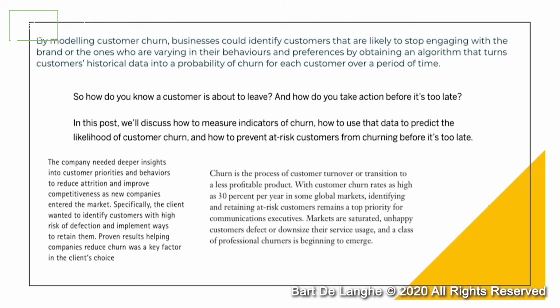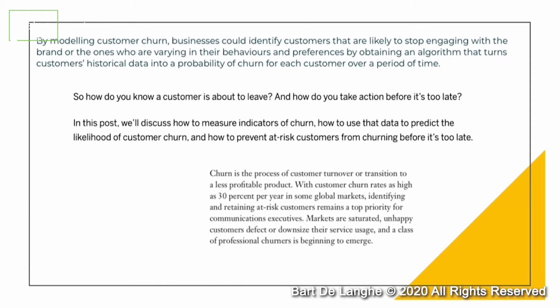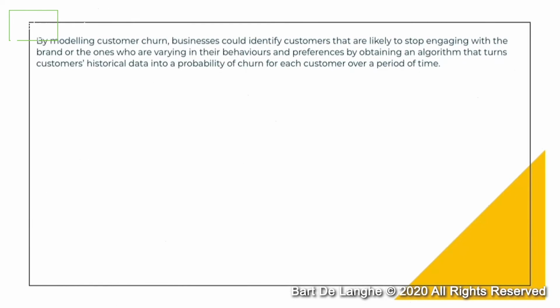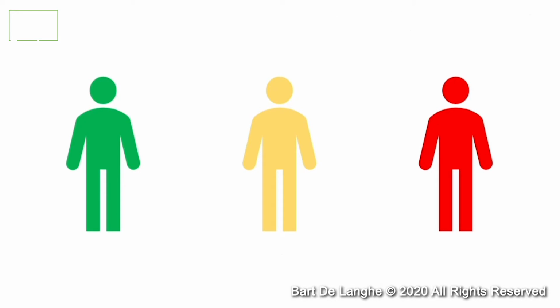The company needed deeper insights into customer priorities and behaviors to reduce attrition and improve competitiveness as new companies entered the market. The client wanted to identify customers with high risk of defection and implement ways to retain them. All right, I want to really make clear that what they're doing, what everybody is doing is this.